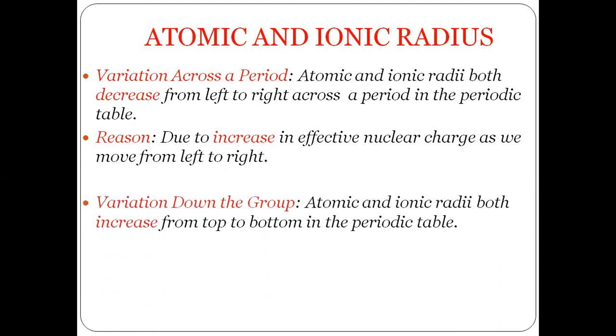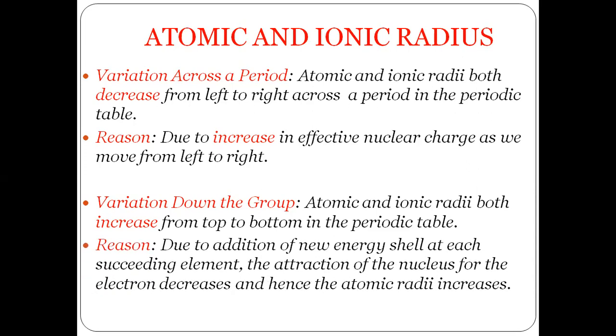The opposite case is when we move down the group: the atomic or ionic radii will increase, the size will increase. Why? Because when we move down the group, we are moving from one period to another. When we move from one period to another, the number of shells, or the principal quantum number, is increasing. When the number of shells is increasing, obviously the nucleus and the electrons go farther away from one another.